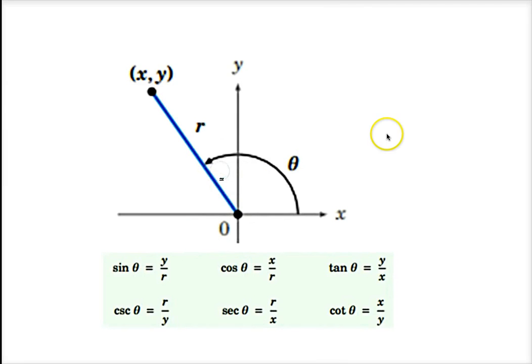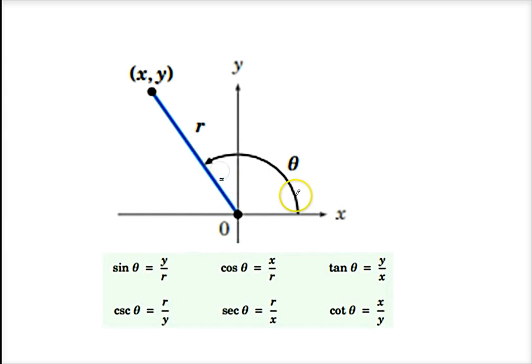How to bridge the gap between those two. So we have some new formulas here, and we'll explain where those come from. Sine theta is going to be equal to y over r. Cosine theta will be equal to x over r, and tangent theta is y over x. And then, of course, we have our reciprocals here. Well, where does that come from?